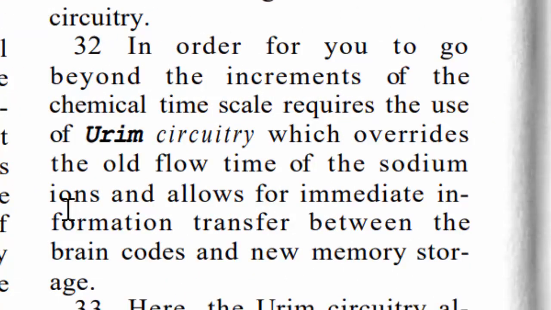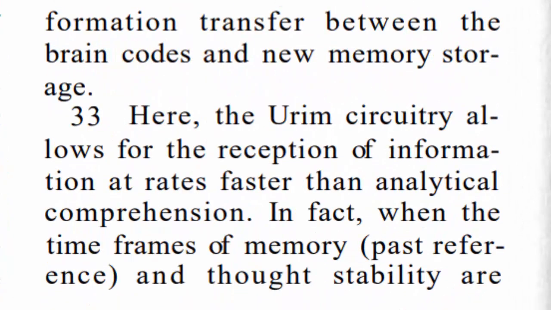Verse 32 says, in order for you to go beyond the increments of the chemical timescale requires the use of Urim circuitry, which overrides the old flow time of the sodium ions and allows for immediate information transfer between the brain codes and the new memory storage. Here, the Urim circuitry allows for the reception of information at rates faster than analytical comprehension.